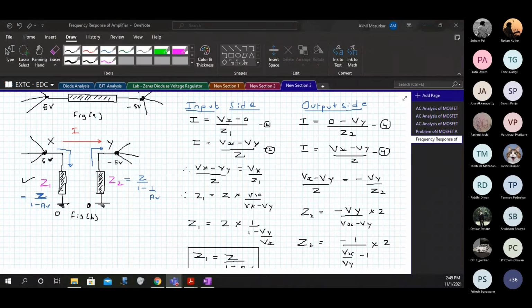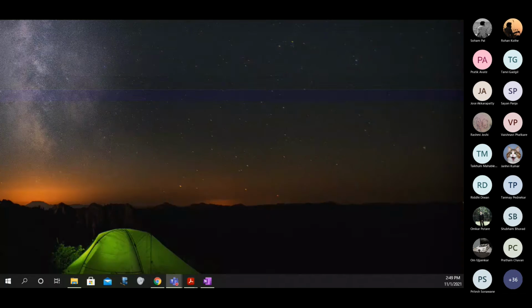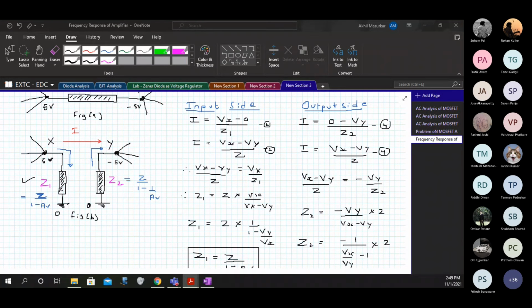Yes, any doubts here? No doubts, very good. So for an impedance it is this way. So for a capacitance what will it be? That is my question.